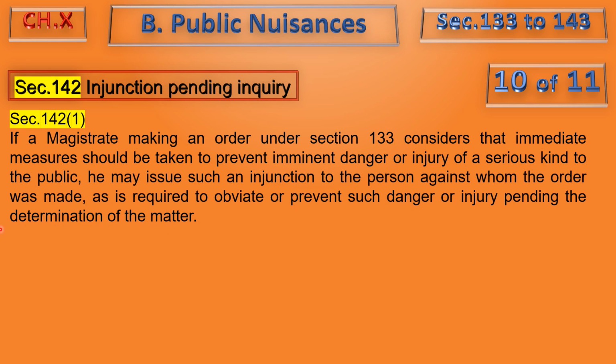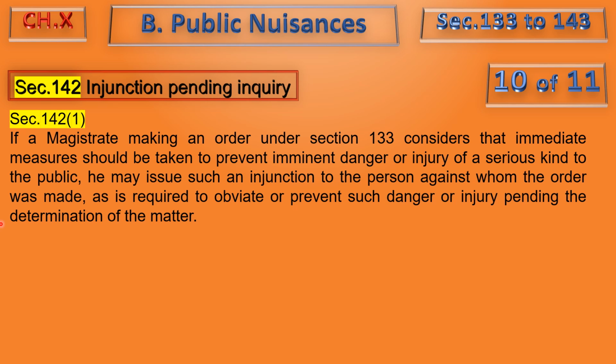Now, what do we understand by this? First, we should remember that section 142 is controlled by section 133. Measures to prevent imminent danger or injury of a serious kind to the public may be taken under this section only in case of matters dealt with in section 133 and not otherwise.